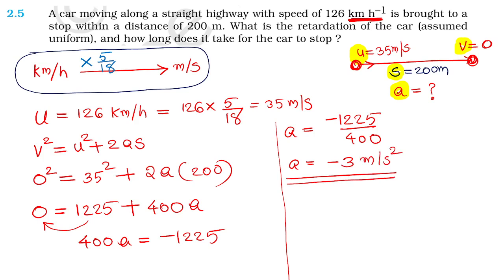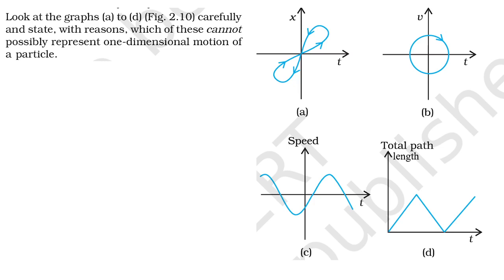Okay, clear. Motion. Look at the graphs from A to D carefully and state with the reason which of these cannot possibly represent one dimensional motion. The first one is position time graph. How? First one is position time graph.